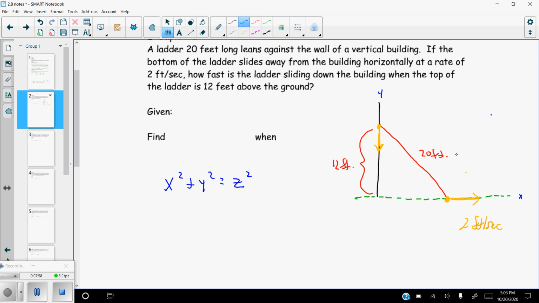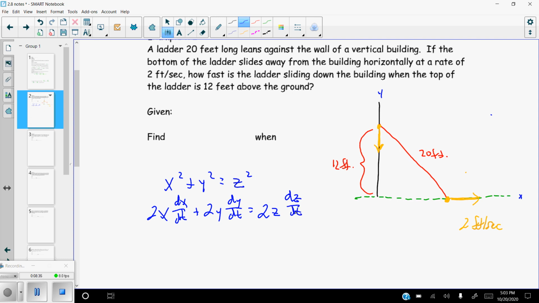Okay, so now let's go ahead and we're going to take the derivative of this with respect to time, because according to this, everything is changing with respect to time. It's got some kind of a related rate to it. I've got multiple rates. So let's go ahead and take the derivative. So we're going to get the derivative of x squared, which is 2x times dx over dt, plus 2y times dy over dt equals 2z times dz over dt.